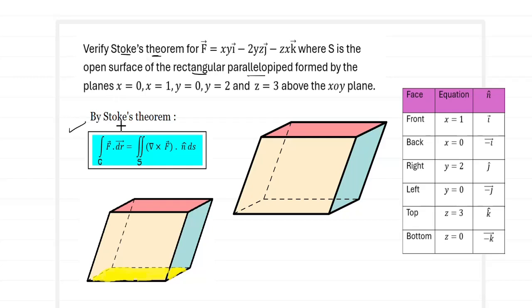So first state, by Stokes theorem, we know that integral over C of F vector dot dr vector is the double integral over S of del cross F dot n cap ds. The second mark will be awarded for your drawing or diagram. So fix your parallelepiped. What is a rectangular parallelepiped?